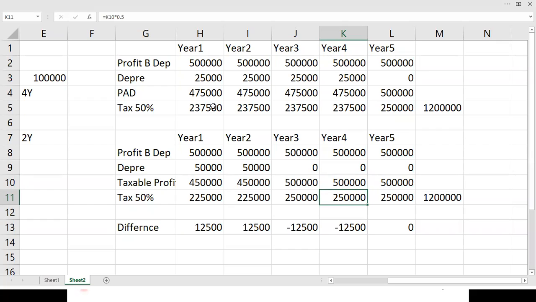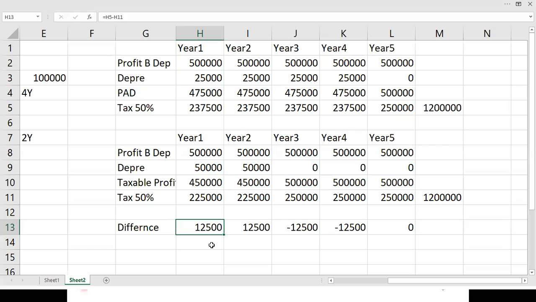So based on the accounting rule, we are paying high tax. According to the government rule, the tax authorities, we are paying a lesser amount of tax for the first year and second year. See the values. But in years 3 and 4, we pay more tax. Years 1 and 2 we paid less tax, but years 3 and 4 we paid more tax when compared with this.